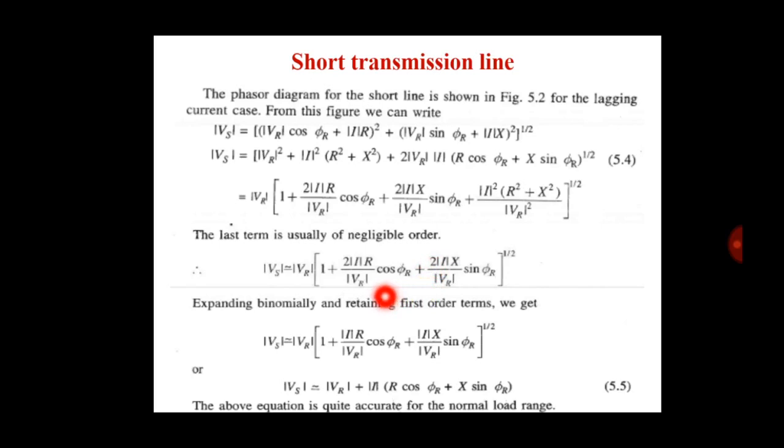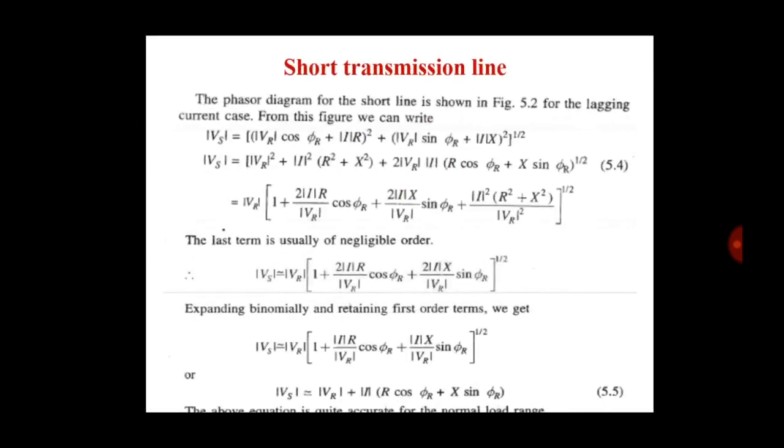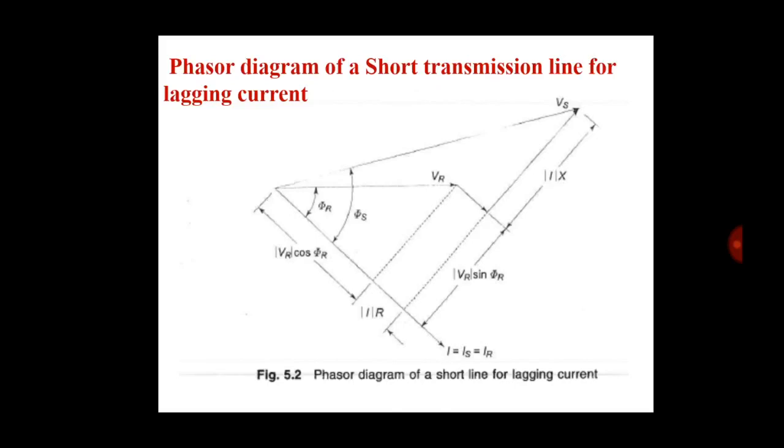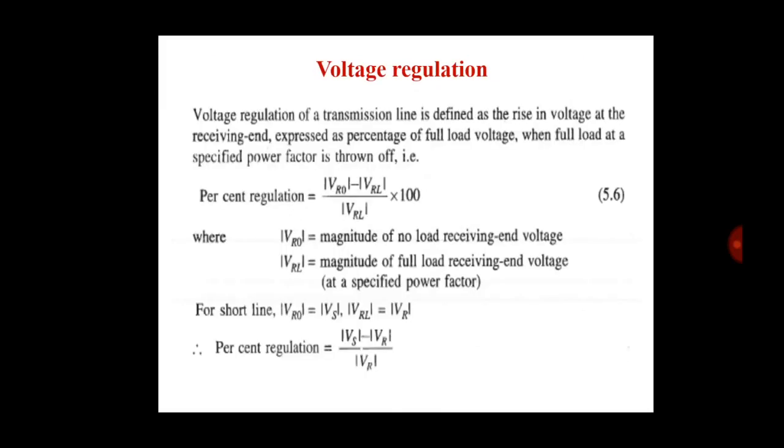Now expanding binomially and retaining first order terms, we get Vs equal to VR in bracket square root of 1 plus IR divided by VR cos phi r plus Ix divided by VR sin phi r. That means Vs is equal to VR plus I times r cos phi r plus x sin phi r. The above equation is quite accurate for the normal load range. Here is the phasor diagram, and then voltage regulation.